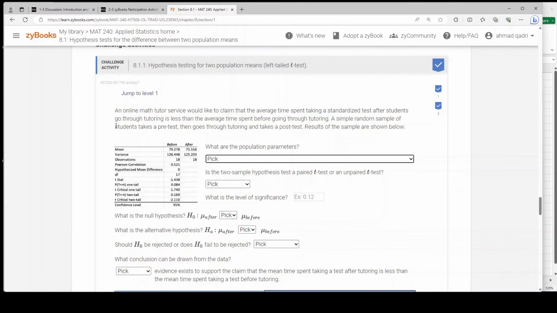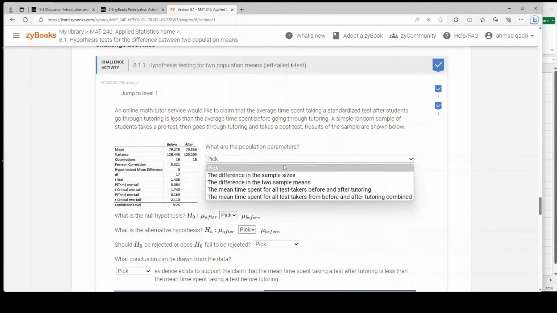The next question is, an online math tutor service would like to claim that the average time spent taking a standardized test after students go through tutoring is less than average time spent before. So in other words, that tutoring helps to finish the exam quicker. A simple random sample of students takes a pre-test and then goes through tutoring and takes a post-test. So again, it's a paired t-test because the same students are taking the pre-test and the post-test. So what are the population parameters in this case?